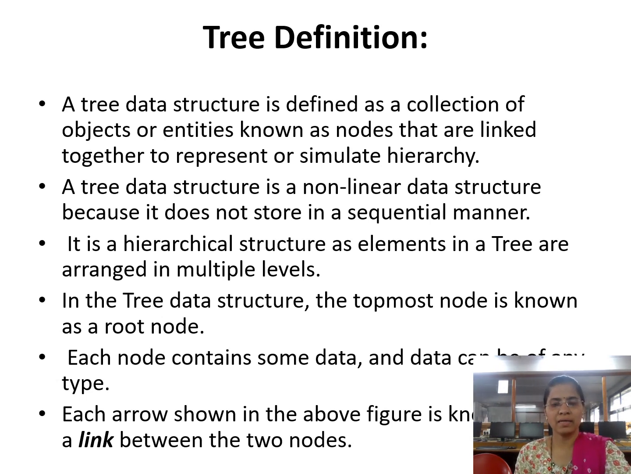So why is it called a non-linear data structure? Basically, whatever data we are storing in trees is not stored in a sequential manner, therefore it is known as a non-linear data structure. It is a hierarchical structure, as elements in a tree are arranged in multiple levels. In a tree data structure, the topmost node is known as the root node, and every node contains some data, and that data can be of any type. Each arrow shown in the above figure is known as a link between two nodes.